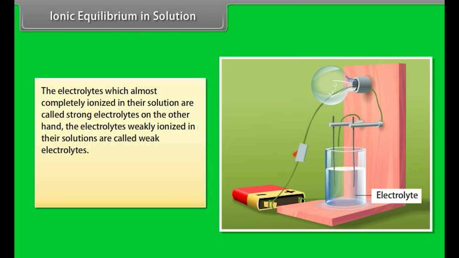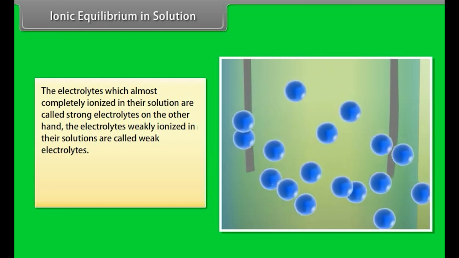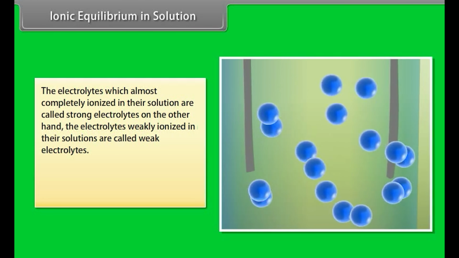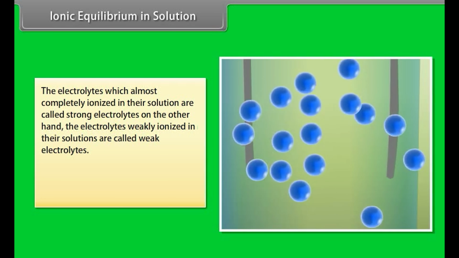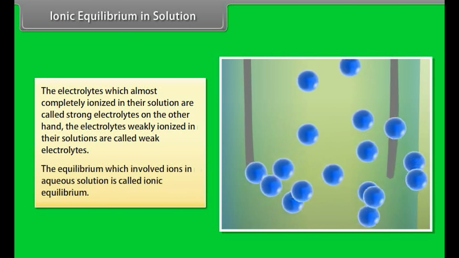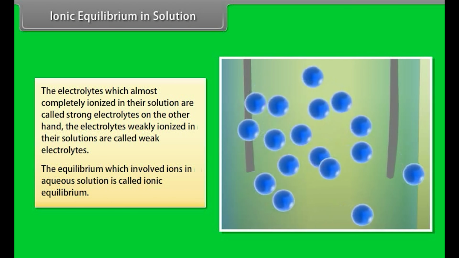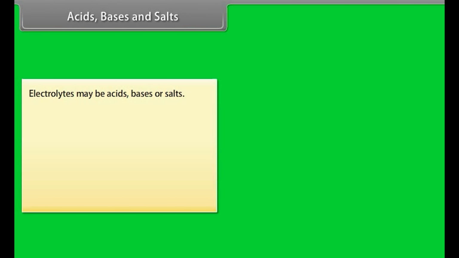The electrolytes which almost completely ionized in their solution are called strong electrolytes. On the other hand, the electrolytes weakly ionized in their solutions are called weak electrolytes. The equilibrium which involved ions in aqueous solution is called ionic equilibrium. Acids, bases, and salts. Electrolytes may be acids, bases, or salts.